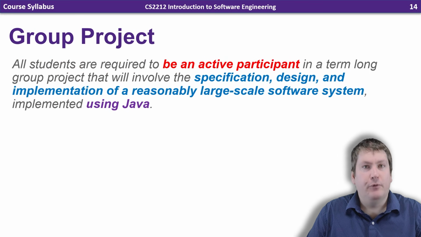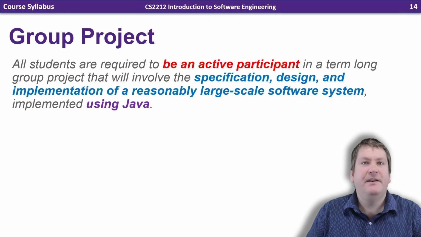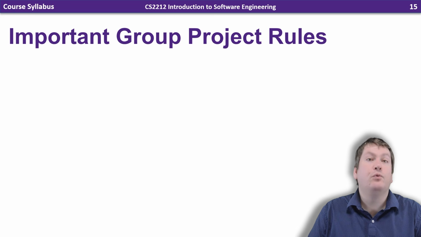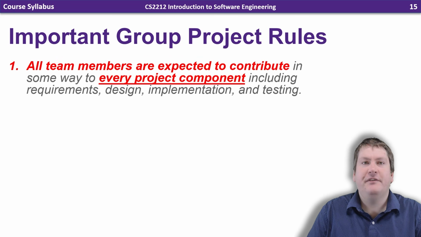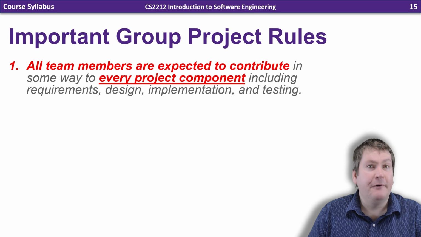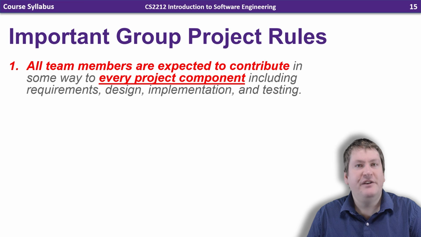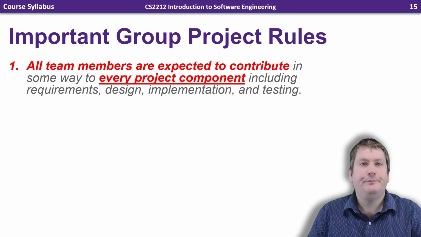So let's talk more about that group project I mentioned a few times. In this course, all students are required to be an active participant in a term-long group project that will involve the specification, design, and implementation of a reasonably large-scale software system implemented using Java. There are a few rules for this project, and I'll stress them again. We talked about some of them in the essential requirements. The first is all team members are expected to contribute in some way to every project component, including the requirements stage, the design stage, the implementation stage, and the testing stage.